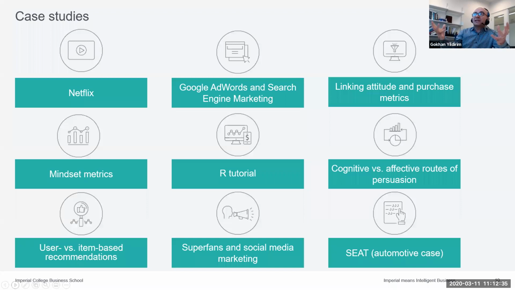When it comes to analyzing display advertising effectiveness, we will look at the SEAT case, automotive case, and we will study the programmatic advertising decision making. And that's a project that I ran with the car company SEAT.